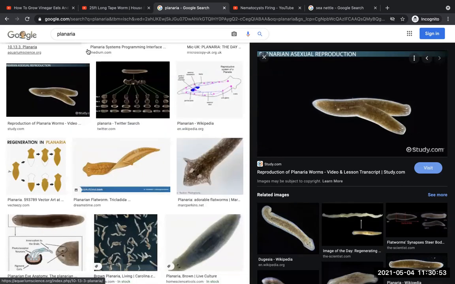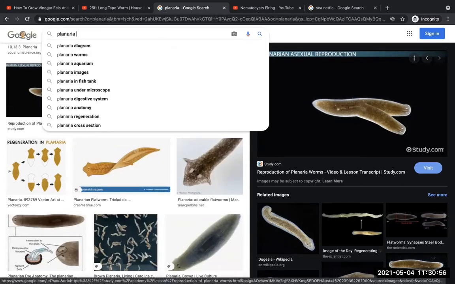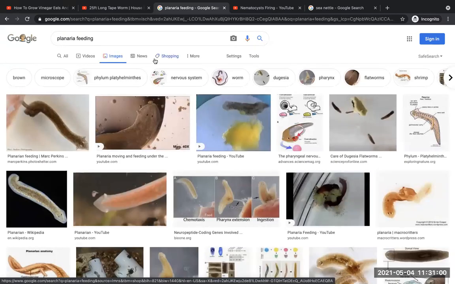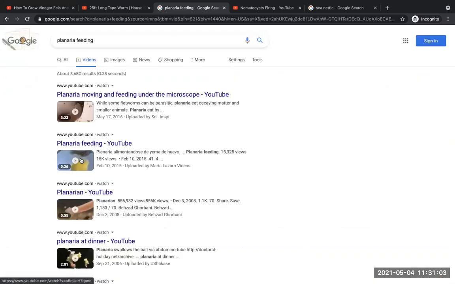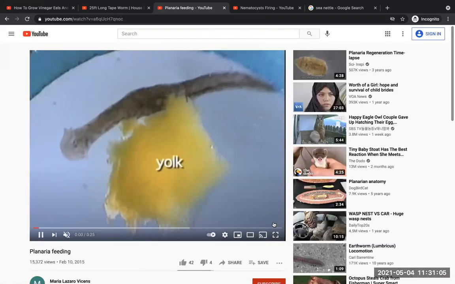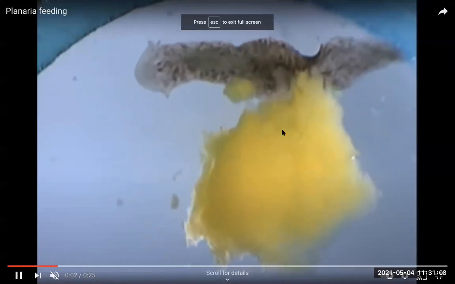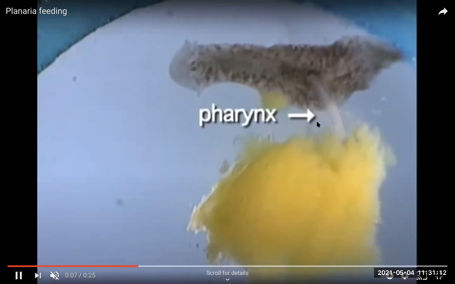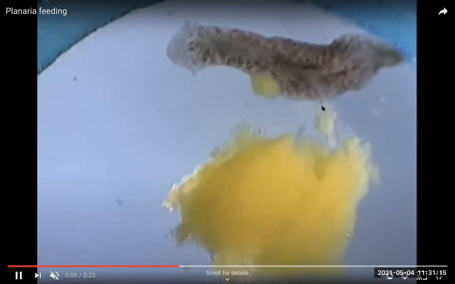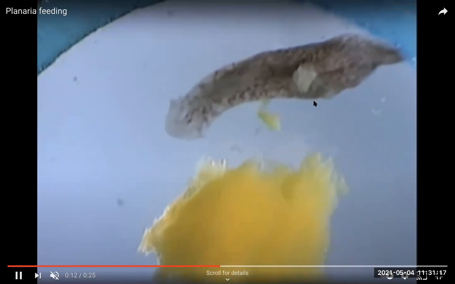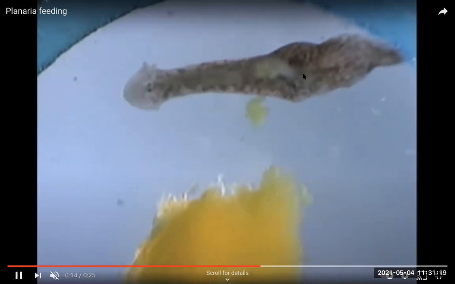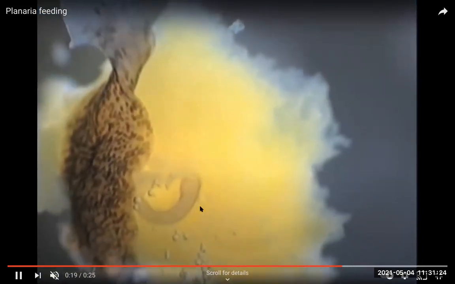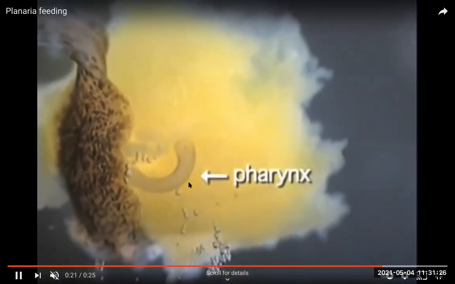And then let me show you how it feeds. So here's an egg yolk. It's going to take the food in through the tube, like a vacuum cleaner. So that's called the pharynx. Once it takes the food in and digests it, then it's going to eject the waste through the same opening. So it has a tube, like a vacuum cleaner.